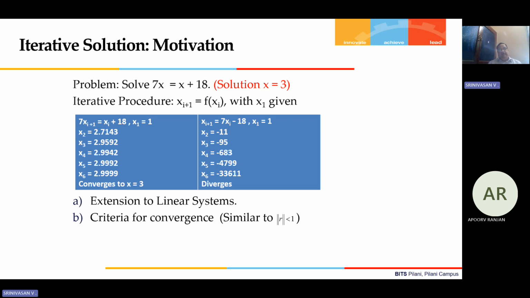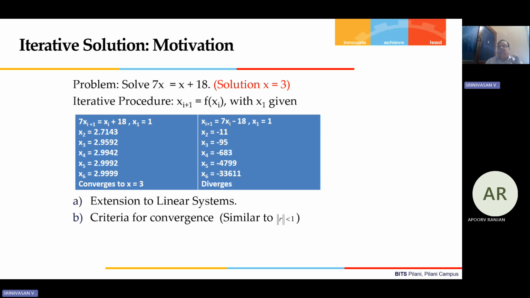By an iterative procedure. In an iterative procedure, the next term depends on the function value of the previous term, isn't it? In general, x(i+1) equal to f of x(i) with x1 given. So in the iterative method, what is more important is that when you are finding the next term, it depends on its previous term and so on. You should have some initialization, the starting point, the initial approximation.